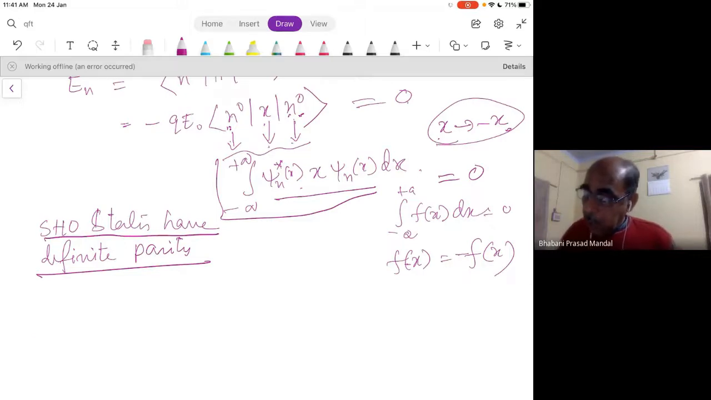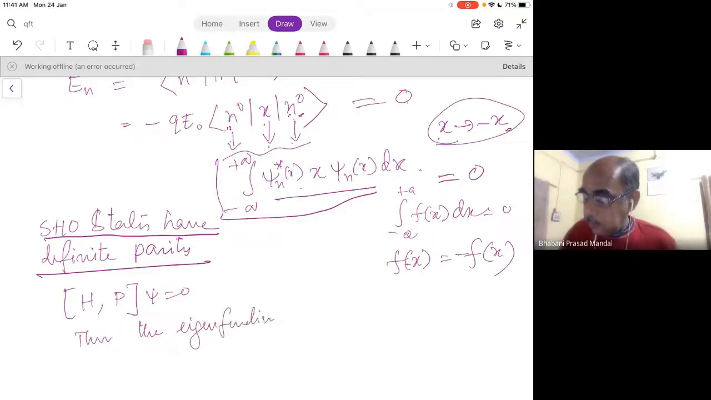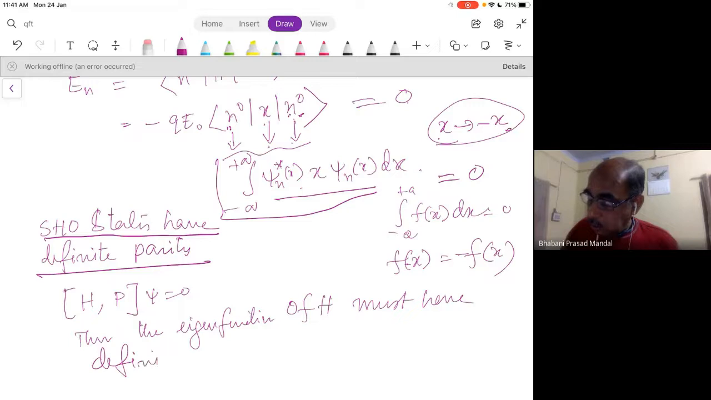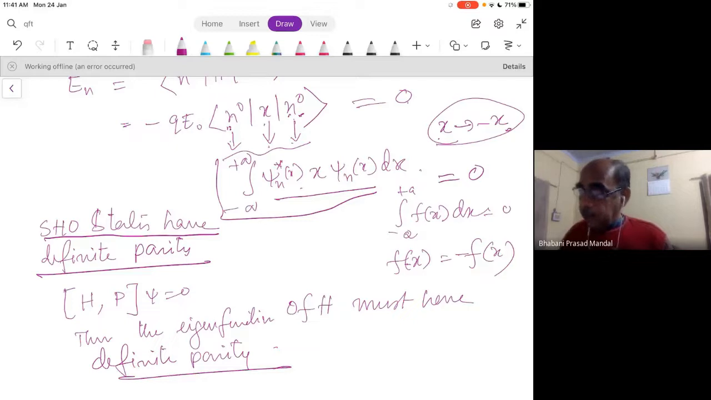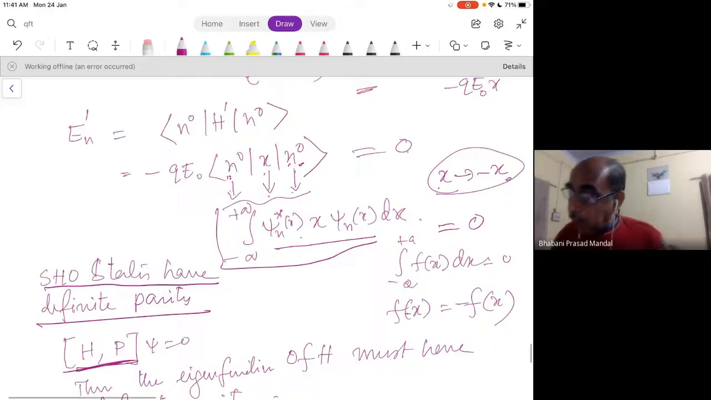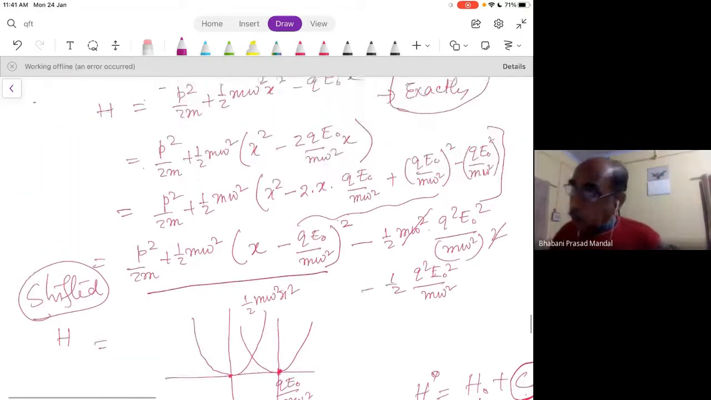Okay, so I'll give you the answer, but you have to prove it yourself. Any Hamiltonian which commutes with the parity, then the eigenfunctions of H must have definite parity. So prove this. If the harmonic oscillator H is parity invariant, then the wave functions will have definite parity.